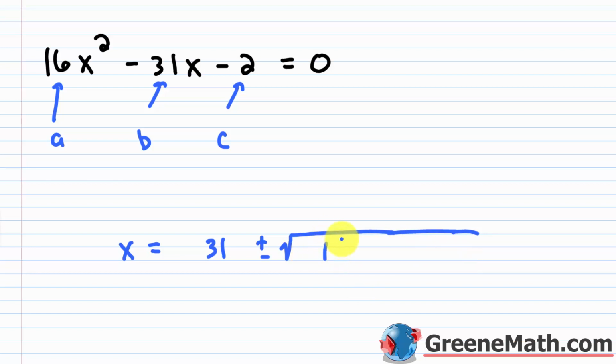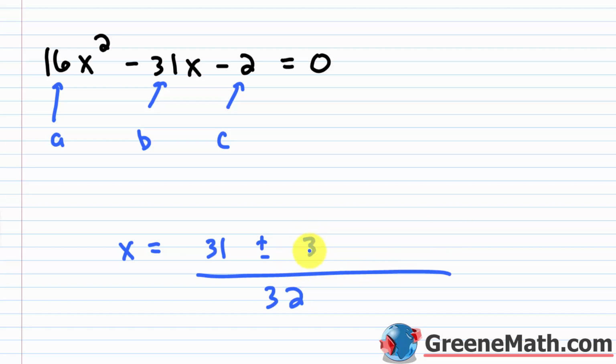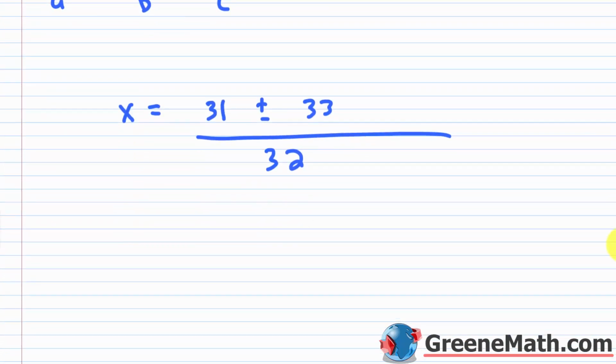So this is 1,089. Then this is over 2 times a, which is 2 times 16, which is 32. Now the square root of 1,089 is 33. So this gives me two solutions. We've got that x is equal to 31 plus 33 is 64, and 64 over 32 is 2. The other solution is 31 minus 33, which is negative 2 over 32. Each is divisible by 2 there. This would be a 1, and this would be a 16.